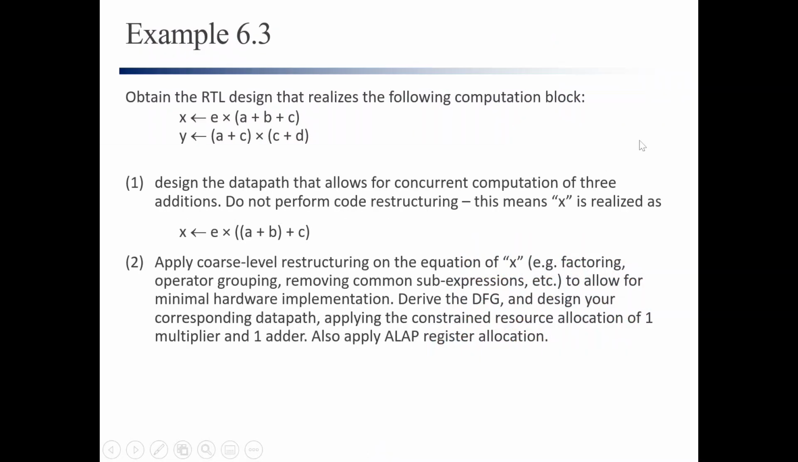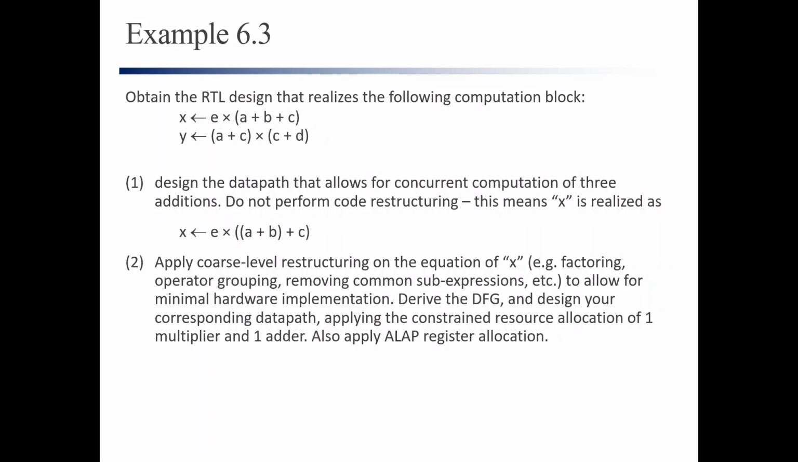Right. So let's continue with this example 6.3. Obtain the RTL design that realizes the following computation blocks. So we have two equations, x equal to e multiply a plus b plus c, and y equal to a plus c multiplied by c plus d. So how to obtain the RTL design for this, such that we can create the hardware later on.